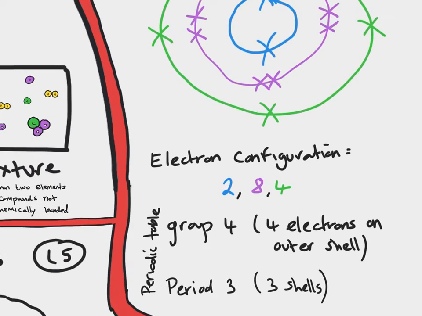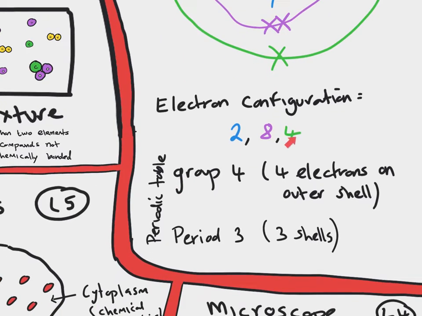Because when we do our electron configuration, we'll say that there's 2 in the first shell, 8 in the second shell, and 4 in the third shell, if this was a typical element. Now this relates to the periodic table because the number of electrons on the outer shell relates to the group, so group 4, because it's got 4 electrons in the outer shell. And then we've got 1, 2, 3 shells, so we'll say it's period 3.